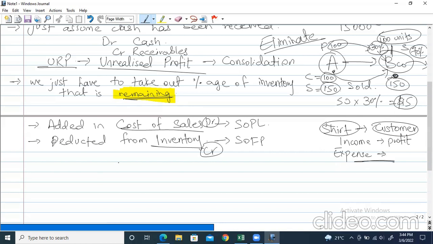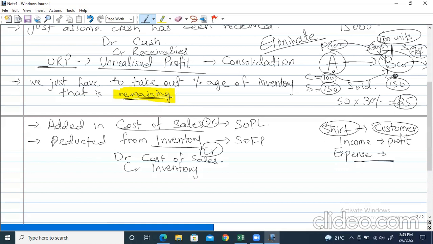Okay, so the correct double entry, let me also write that over here. Credit, we do inventory, and debit, we do cost of sales, just to make it equal. Why are we debiting cost of sale, why not expenses or other income?